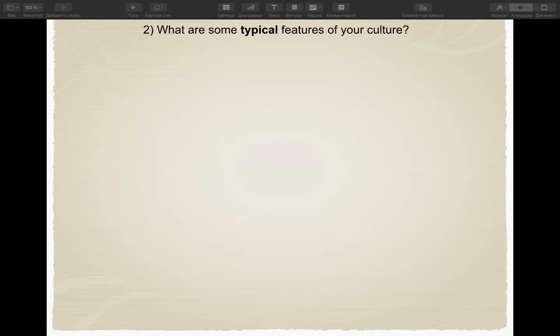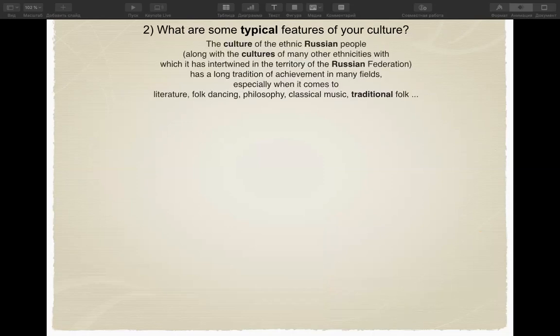The second question is, what are some typical features of your culture? The culture of the ethnic Russian people, along with the cultures of many other ethnicities with which it has intertwined in the territory of the Russian Federation, has a long tradition of achievement in many fields, especially when it comes to literature, folk dancing, philosophy, classical music, and traditional folk.